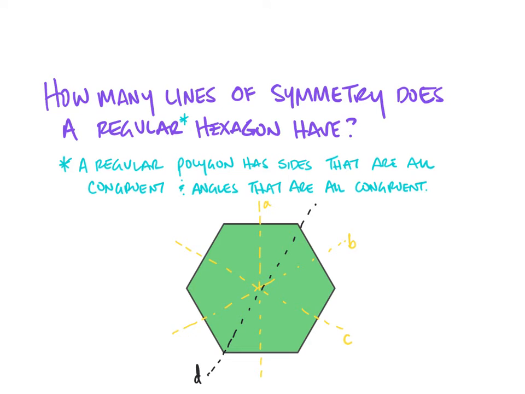And then I can go around the shape, and I can keep doing that going through opposing corners. So there's another one. And I can do it going through these opposing corners right here. So there's another one. So it appears that my regular hexagon, in this case, has 6 lines of symmetry.